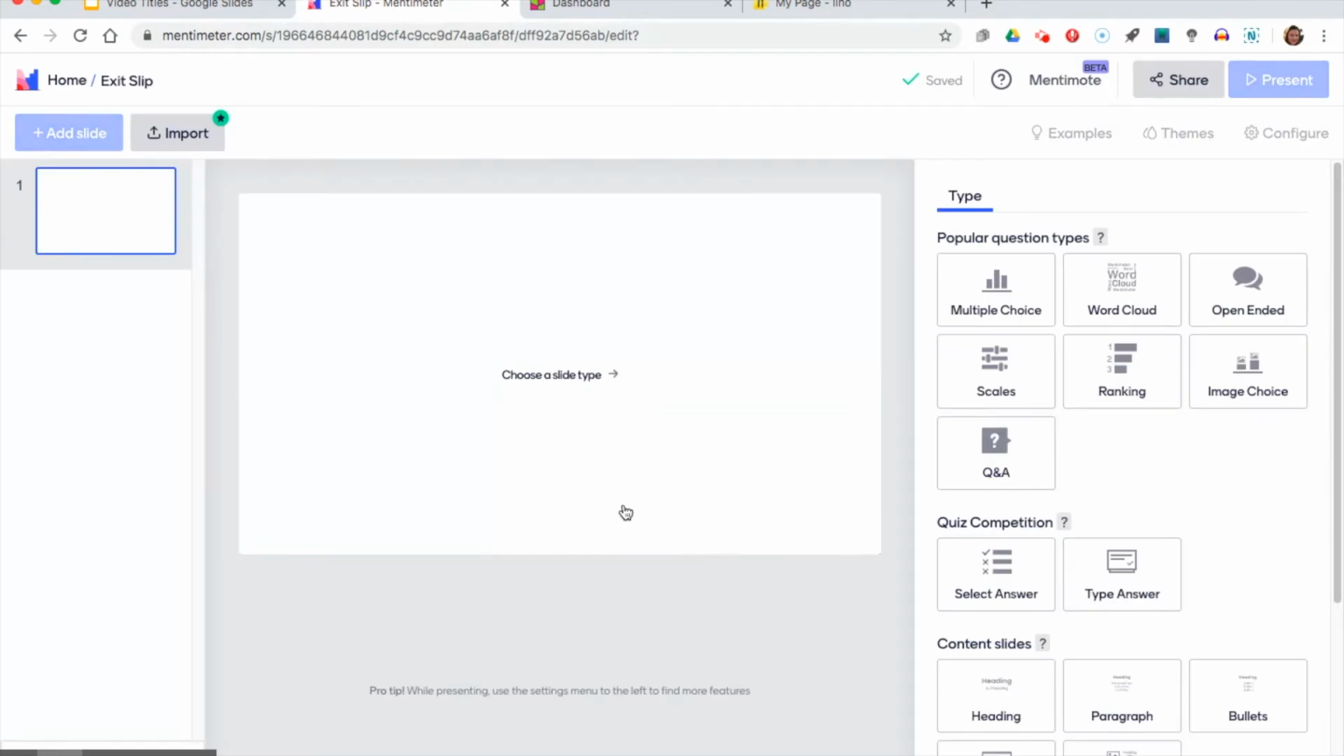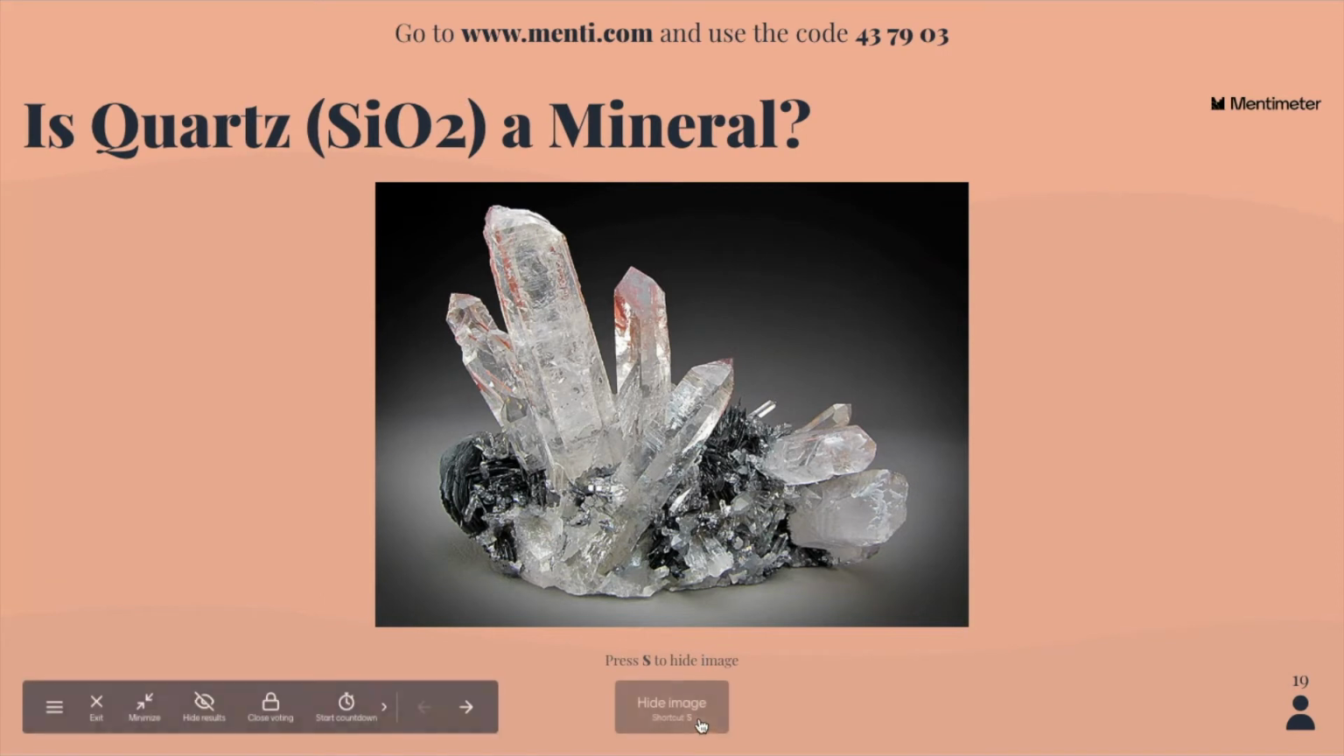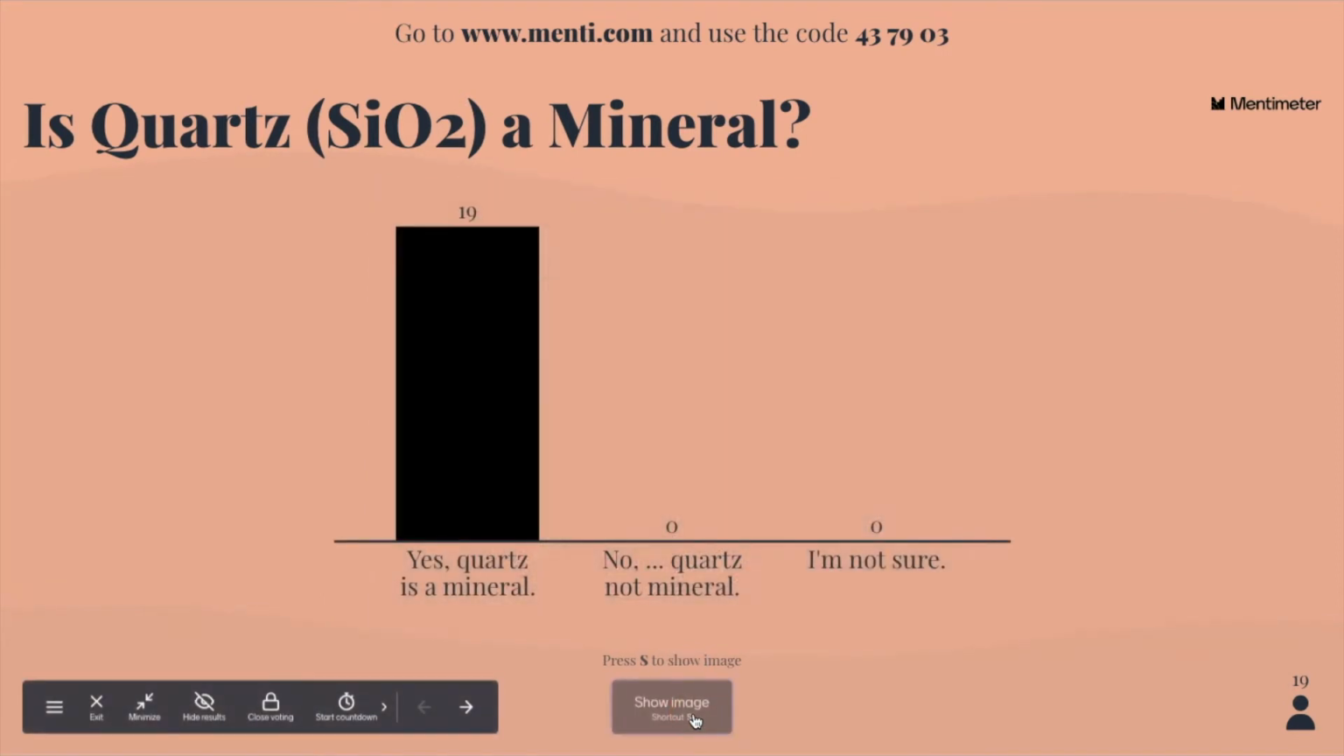Now you're going to have choices of the types of presentations that it can be. So here's an example that I used recently when we were studying rocks and minerals. I had discussed the properties of minerals and asked students if quartz is a mineral. And so this is what they saw. This was what was projected and shared to them. But when I look at the results, I can see how many students chose that it was a mineral or not a mineral, or they weren't sure. So we have different views for the student and for the teacher.